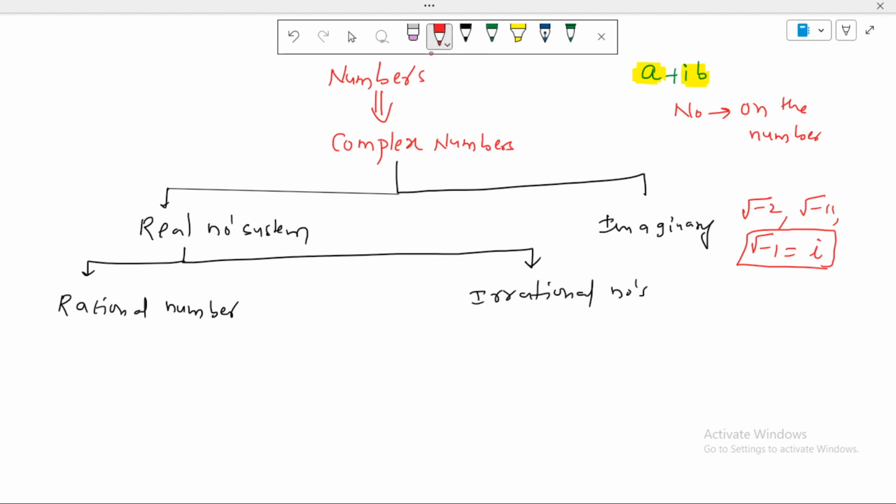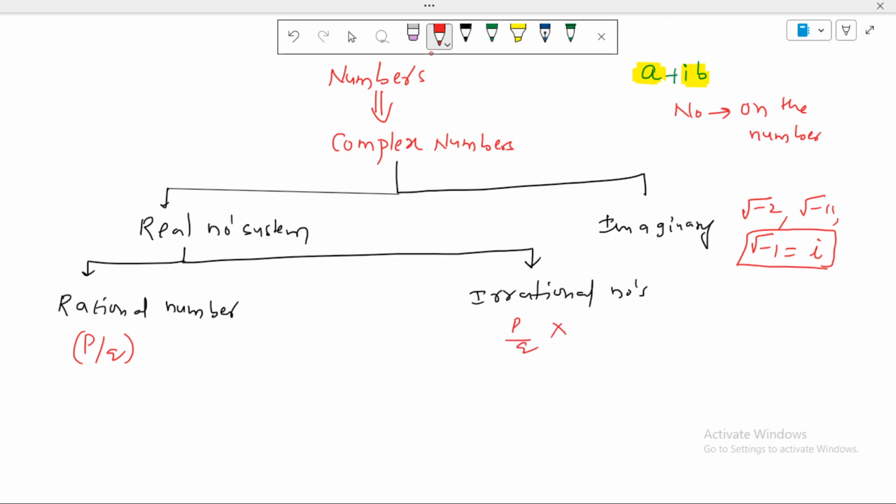Rational numbers are numbers which we can express in p by q form. You can take so many examples. If we express a number in p by q form, which means fraction form, it is called a rational number. An irrational number is one which we cannot express in p by q form. If we cannot express it in p by q form, it is said to be an irrational number.